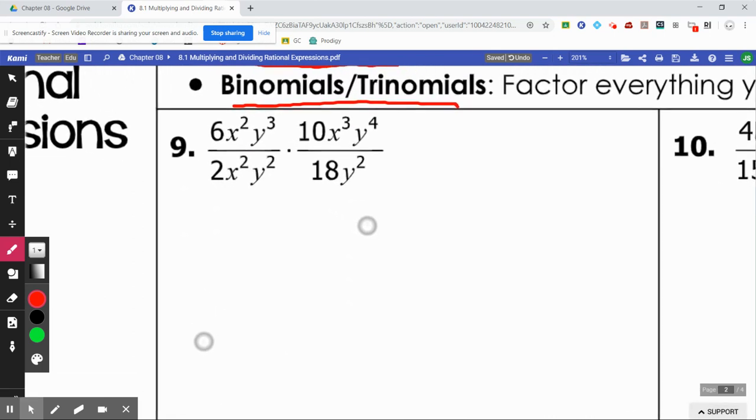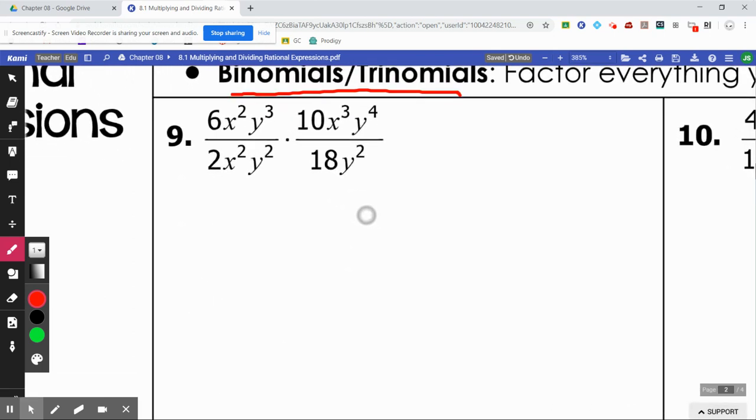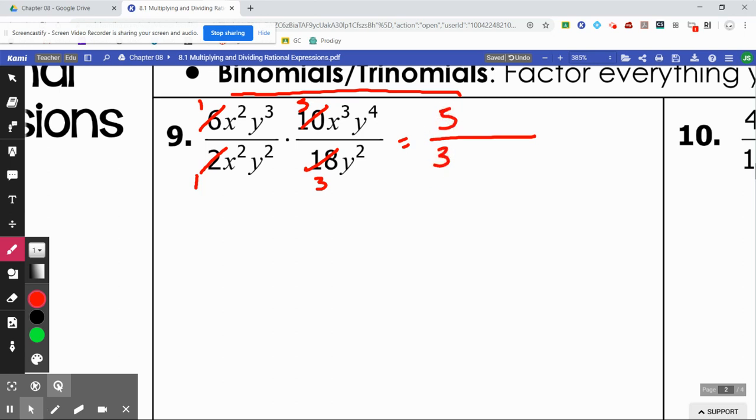So let's go to number 9. And again, see if there's anything like the 6 and 18 that you can actually simplify before you multiply. That leaves you with a 1 and a 3. The 2 and 10 leaves you with a 1 and a 5. So when you've got these together, you have a 5 left on top and a 3 left on bottom.